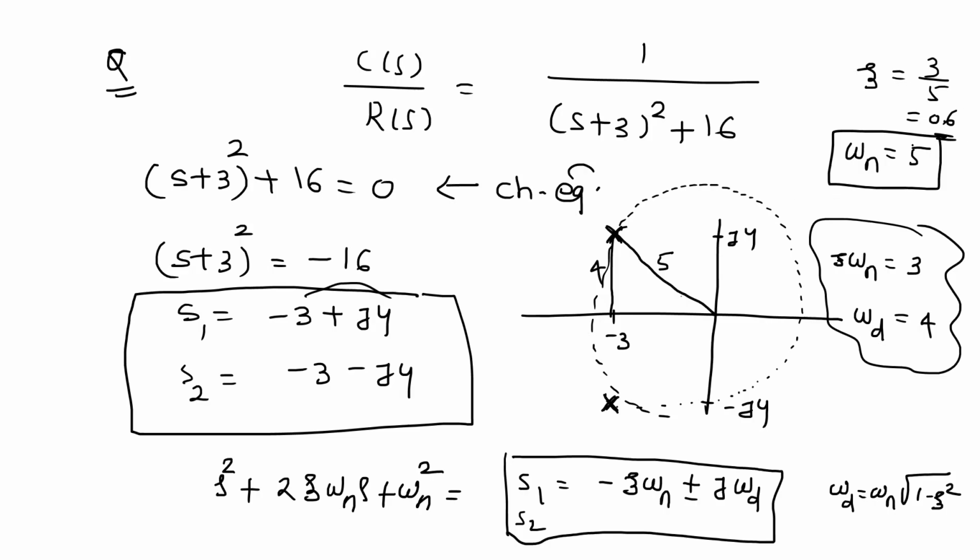If you know zeta, omega and everything, then delay time you can find out, rise time you can find out, settling time you can find out. Okay, so in that way you can solve lots of questions by using this Pythagoras theorem, making a triangle like that and finding out the pole location.